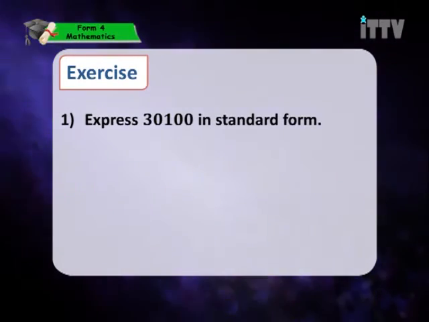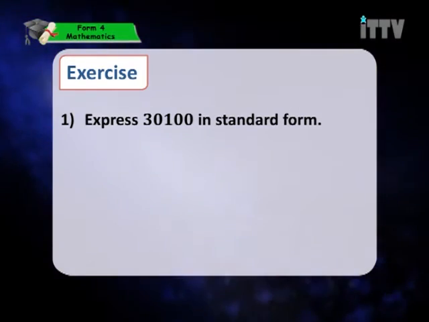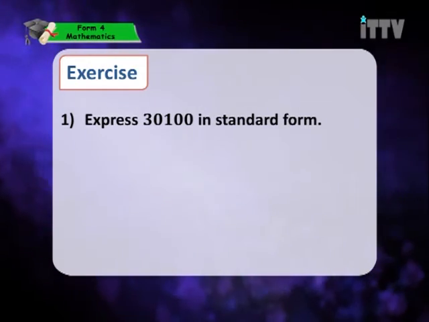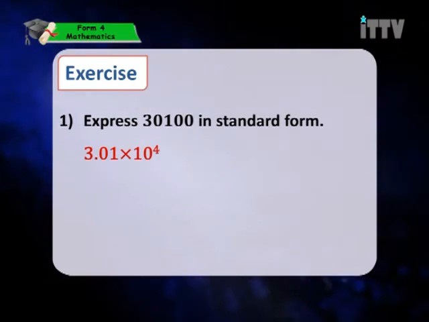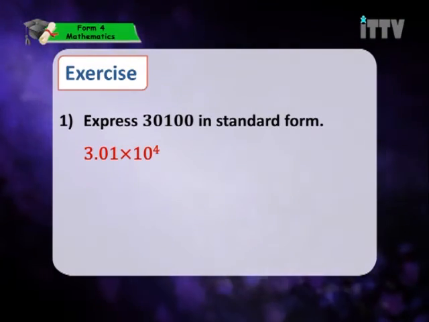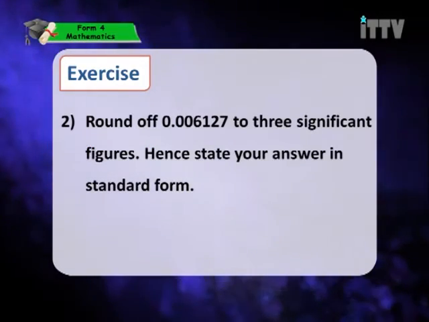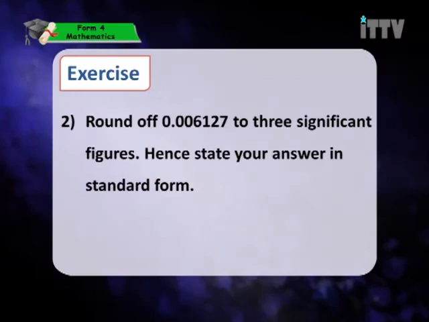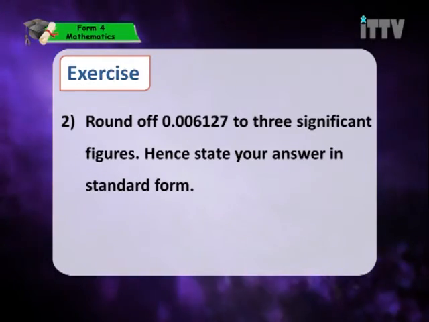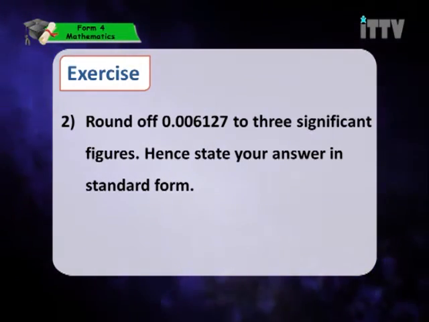Alright, what about expressing 30,100 in standard form? Alright, after the 5 steps, 3.01 times 10 to the power of 4. Alright, let's look at exercise 2. Round off 0.006127 to 3 significant figures. Hence, state your answer in standard form.